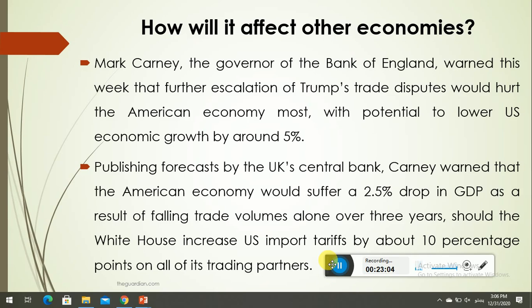Publishing a forecast by the UK Central Bank, Carney warned that the American economy would suffer a 2.5% drop in GDP as a result of falling trade volumes alone over 3 years, should the White House increase US import tariffs by about 10 percentage points on all of its trading partners. He warned that if the US imposes tariffs on its partners, it will affect their economy. So that's all about Chinese goods and who will be affected by these tariffs, which country or which parts will be affected.